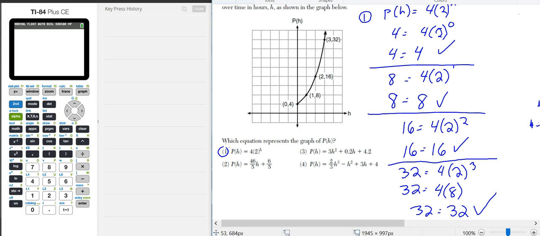Now, we're not going to spend the time now, but you could, if you wanted to, evaluate choices 2, 3, and 4 by doing the same thing, plugging in the y values, the P of H values, and plugging in the x values as the H values, and you'll see that none of the other equations make sense with the points on this graph.